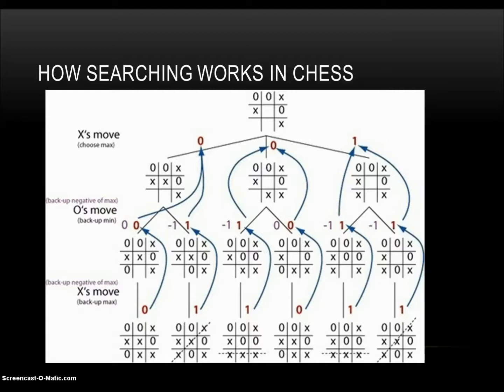How searching works in chess. For example, playing as white in a game of chess, a searching algorithm would consider all possible white moves that could be made, usually about 30. Then every possible black move that could be made for each of those white moves, which is 30 squared. Then every possible white move for those black moves, which is 30 cubed, and so on. The software will get increasingly complicated, and right here we have an example of searching used in tic-tac-toe.